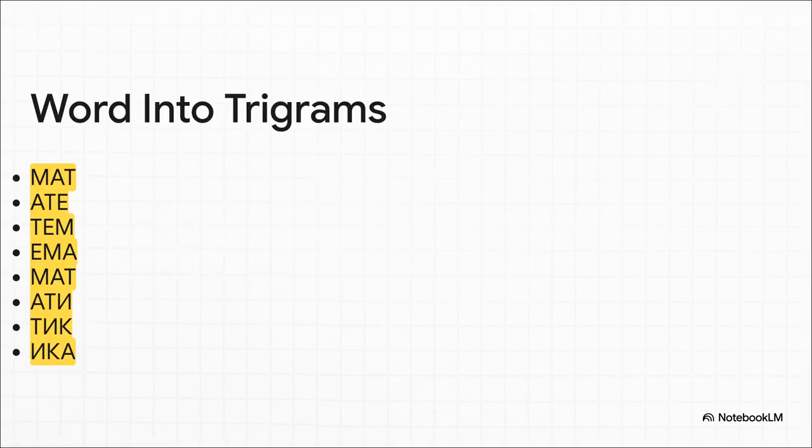First thing we have to do is break the word down into these overlapping three-letter chunks. They're often called trigrams. So we start with the first three letters, M-A-T. Then we just slide over by one letter to get our second group, A-T-E, then T-E-M, and we just keep going. For a 10-letter word like mathematica, this process gives us, you guessed it, exactly 8 trigrams.